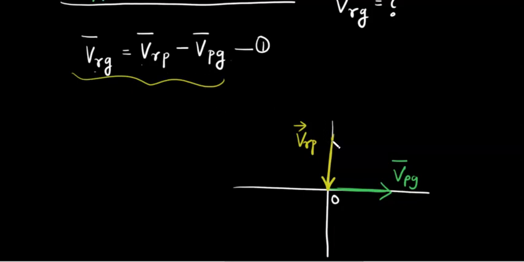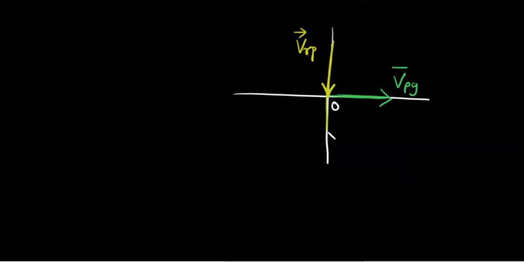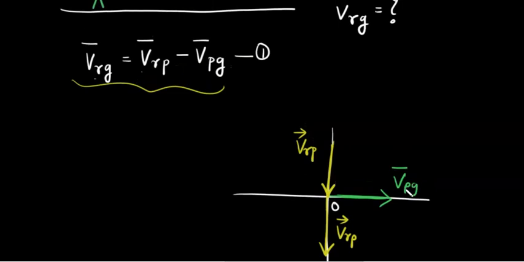If I see these two vectors, I can see VRP like this. Can I just translate this vector downwards like this? The answer is yes, you can always translate a vector. It doesn't make any change, the meaning of the vector is the same. But V bar Pg is here towards right. If I want to write minus V bar Pg, then it will be towards left. So I will draw the V bar Pg vector like this. This is the minus V bar Pg vector.